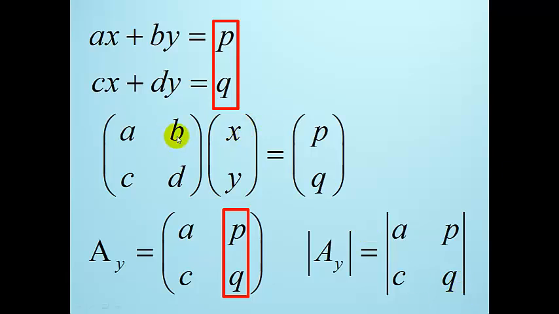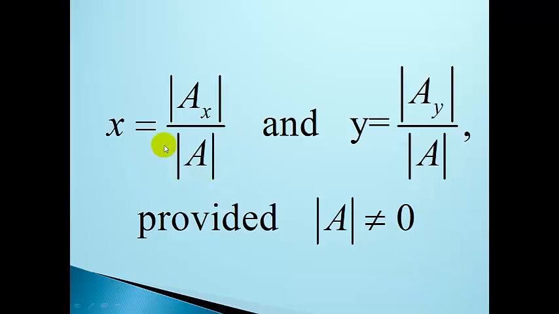Now, if you want to find A_y, A, C, that is the first column, remains the same, but the second column, instead of B, D, is replaced by the constant P, Q. So now A_y is equal to [A P; C Q], and the determinant of A_y will be equal to the determinant of [A P; C Q].